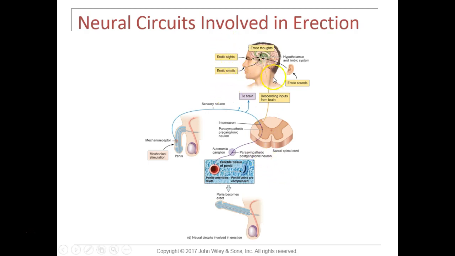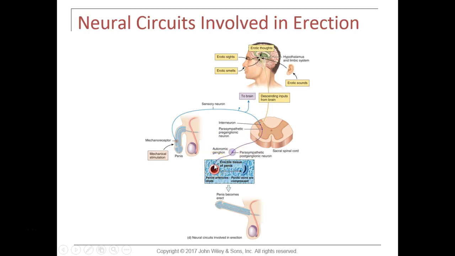Erotic sights, smells, and sounds can enter the brain, which can help stimulate this parasympathetic reflex, which causes the dilation of the arterioles so that the erectile tissues engorge with blood and then cause the erection. And obviously mechanical stimulation of the penis itself stimulates the parasympathetic reflex to cause this vasodilation to occur.